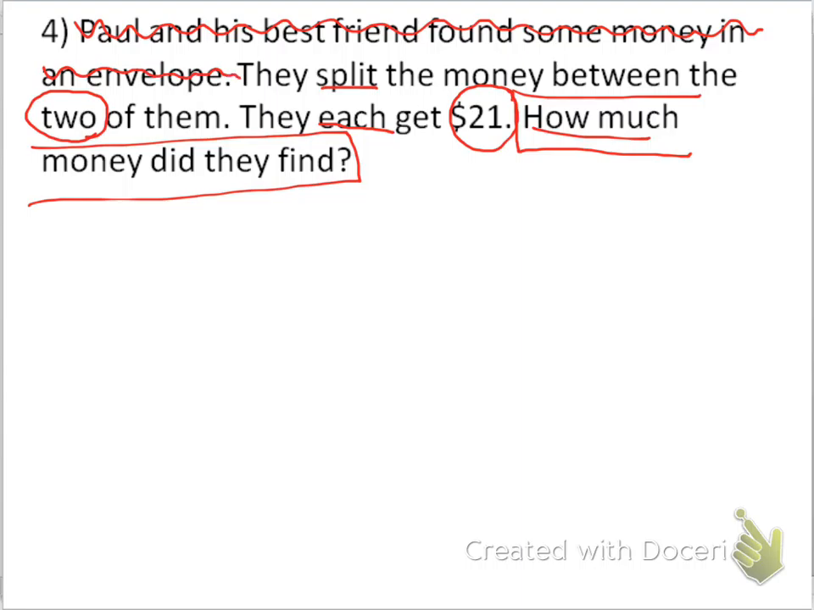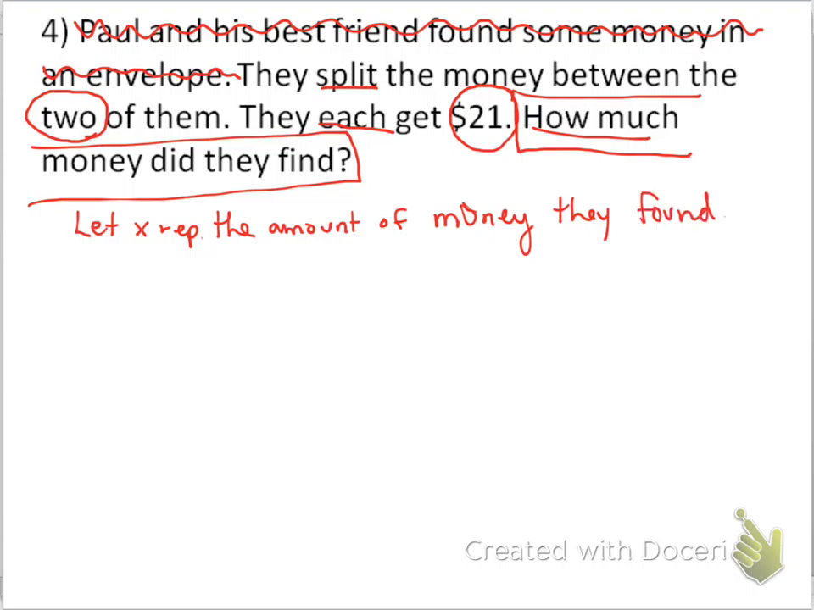Okay, our let statement needs to answer the question. The question asks, how much money did they find? So our let statement will say, let X represent the amount of money they found. Okay, so now if we look back at our question, they split the money between the two of them. Wherever it says the money, we're going to change that to X. This should become our little X here.